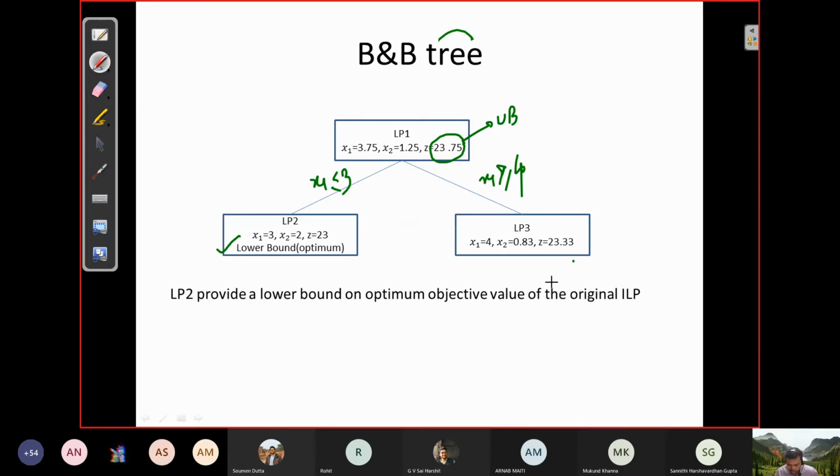All nodes are fathomed. So we declare the incumbent, that is the current integer feasible solution, as the optimal. So optimal is given by this 0.32, right? So this is the optimum. 32 is that integer feasible solution and Z is 23. Did you get the entire procedure or not?